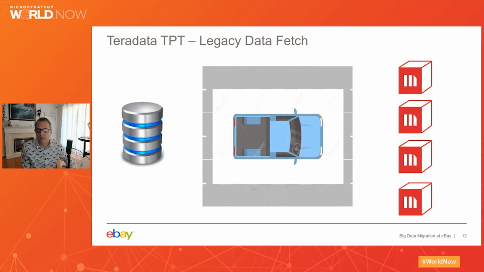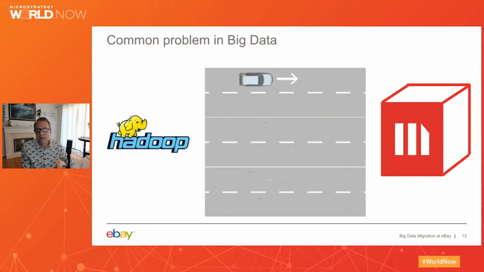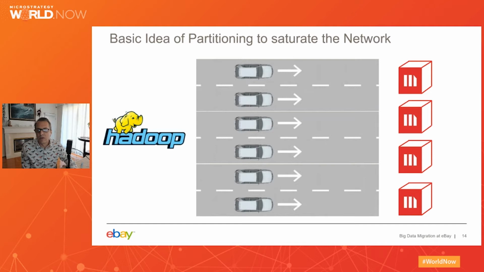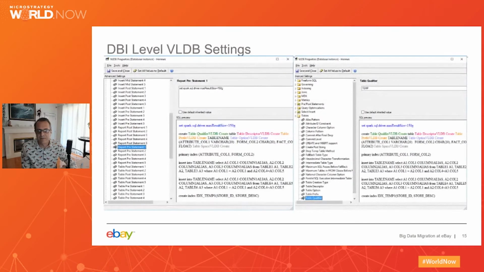Think of a highway with one large truck delivering to many locations simultaneously. With Hadoop, imagine a small car delivering to one large location. With partitioning and parallel fetch, many small cars are delivering to many locations simultaneously. This is how we configured.